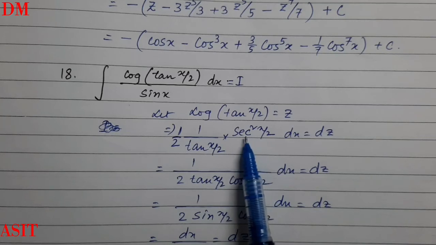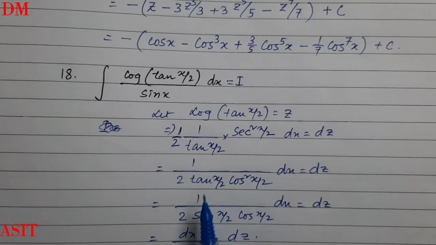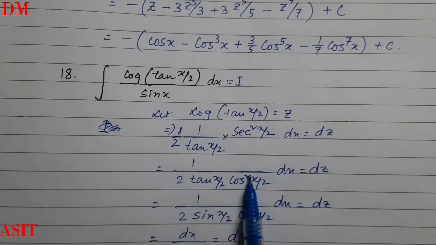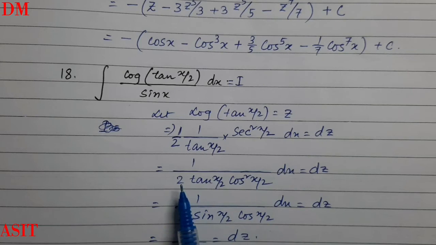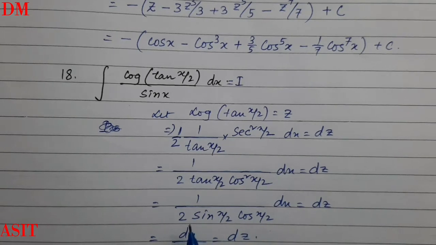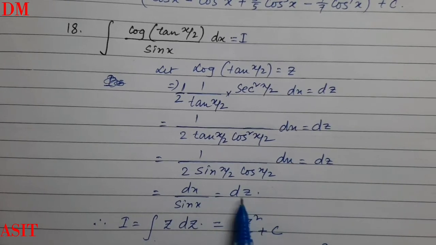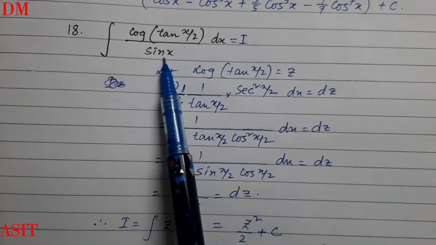Now here I bring that sec square x/2 from the numerator to the denominator, so it will become tan x/2 cos square x/2. Now we know that tan x/2 means sine by cos. So there is a cos in the denominator, so one cos will be cancelled out. Therefore it will be 1/2 sin x/2 cos x/2, which is sin x. So therefore dx by sin x equals dz.